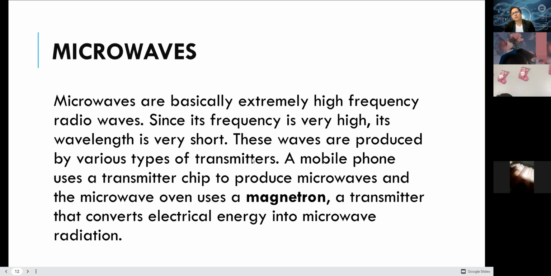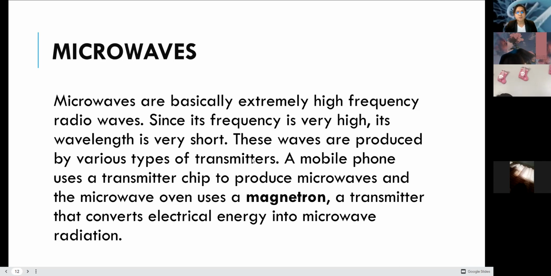Microwaves. This is really common. You heard a lot about microwaves. You have a microwave oven at home. So how does it work? Microwaves are basically extremely high frequency radio waves. Since its frequency is very high, its wavelength is very short. Again, what is the implication if the wavelength is really short? Then it produces more energy, of course.